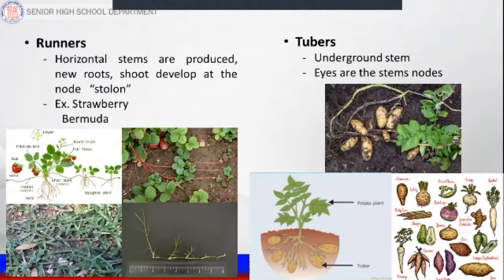We also have tubers. For vegetative reproduction, this includes tubers. We have an underground stem, and the eyes are the stem nodes. From that particular area on the plant, or the tuber itself, it will produce other roots, and then it may develop another plant part. An example is the potato plant.